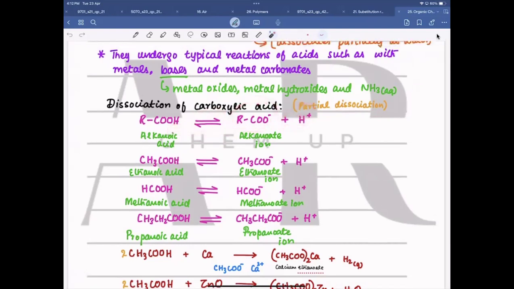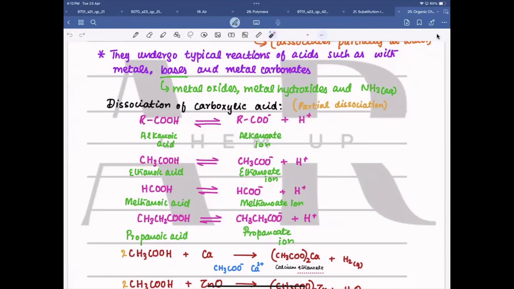Now, for example, if I'm using ethanoic acid, see, there are 2 carbons over here, so it's ethanoic acid. So when it dissociates, it forms ethanoate ion and a hydrogen ion. When this hydrogen releases, the remaining part becomes a negatively charged ion, so it's called ethanoate ion. Is this understandable? Yes, sir. Okay.